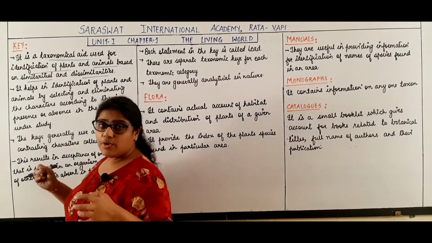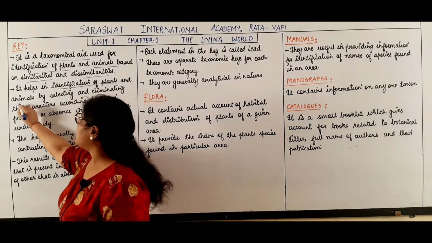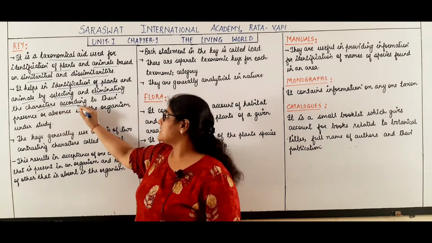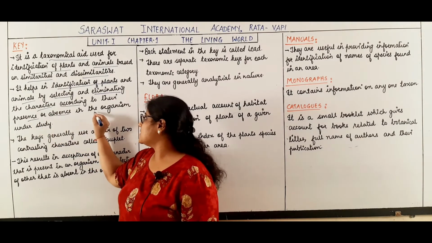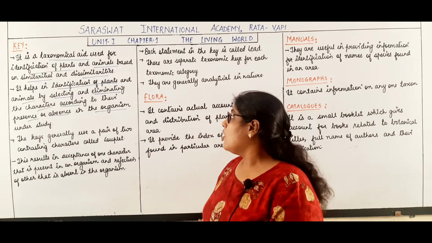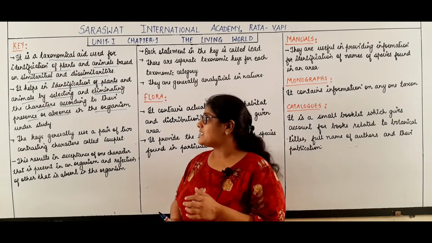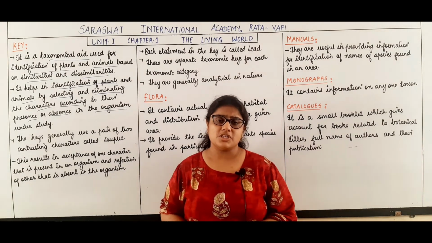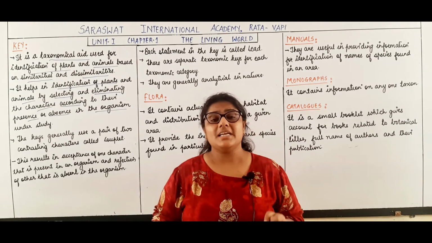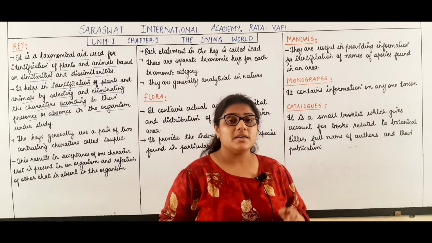Now, how is the key prepared or how is it useful? It helps in identification of plants and animals by selecting and eliminating the characters according to their presence or absence in the organism under study. Keys are helpful by selecting as well as eliminating the characters which are present or absent in the organism under study.